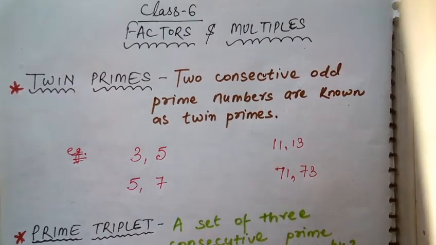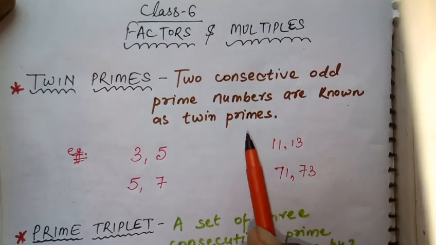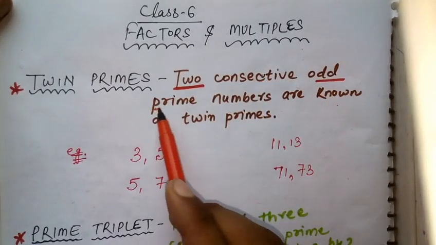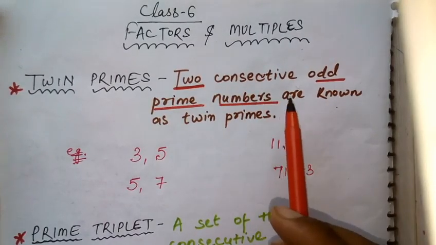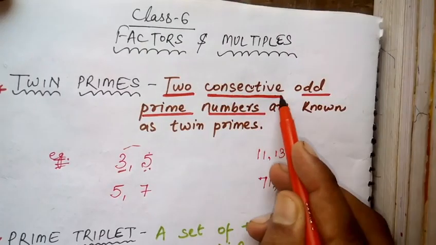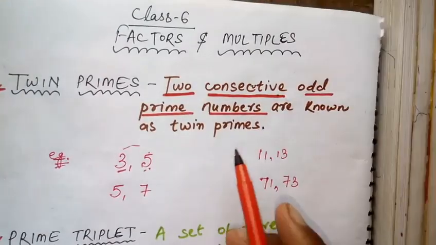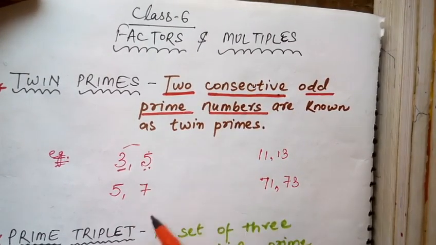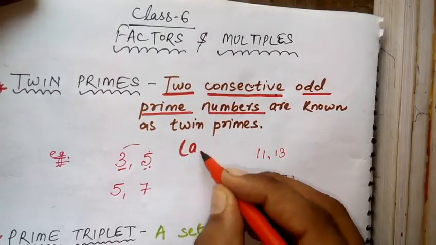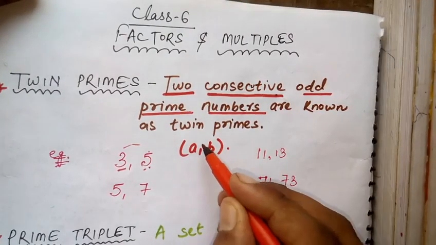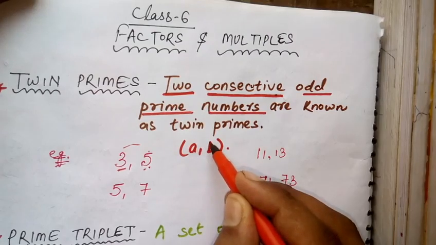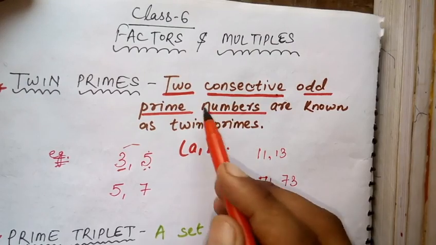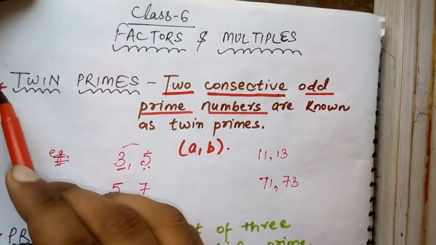Read the definition one more time: two consecutive odd prime numbers. There is importance of the word consecutive here. Consecutive means continuous. So if we have two numbers A and B, then they should be consecutive odd numbers, and also they should be prime numbers, then only they will be regarded as twin primes.